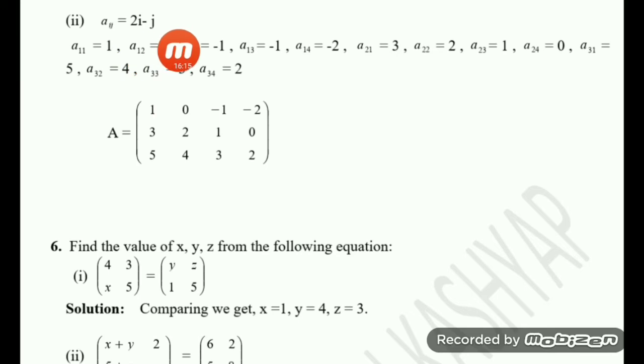2 into 1 minus 4. That is equal to minus 2.